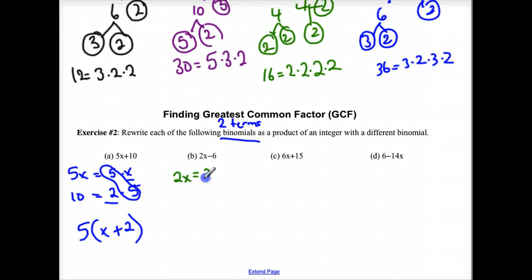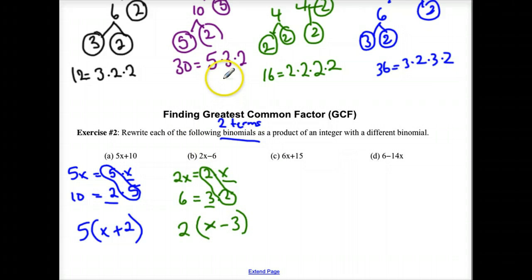2x I know is 2 times x, and 6 is 3 times 2. I always want to break these down in terms of prime factorization. They have a 2 in common, so I take the 2 out, and x is left over, minus, because that's what I'm using up here, and a 3 is left over. So one quick way to check this is if you were to distribute this 2, would I get what I started with? That's my point.